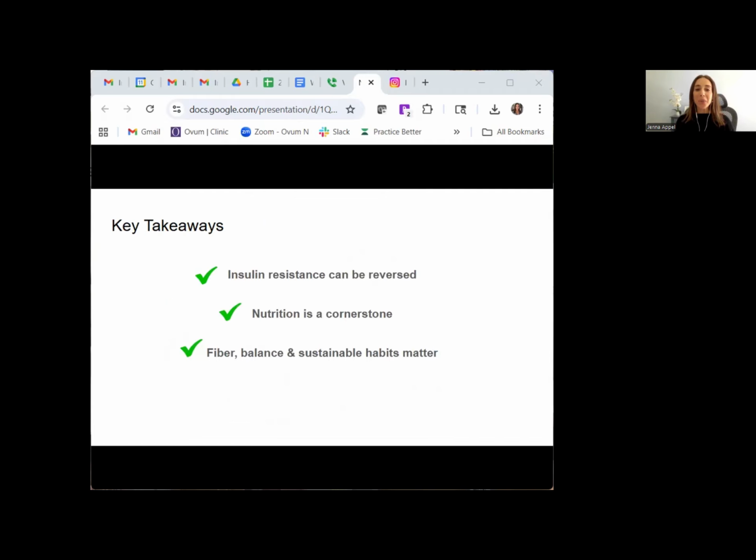And so the key takeaways from today, the main points: insulin resistance is often reversible. Nutrition is a cornerstone of prevention and management. Focusing on fiber-rich foods, balanced meals, and sustainable lifestyle habits, including stress management and creative self-care, can make a powerful difference over time.